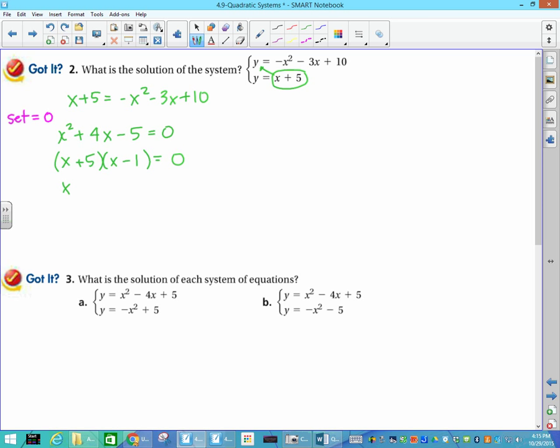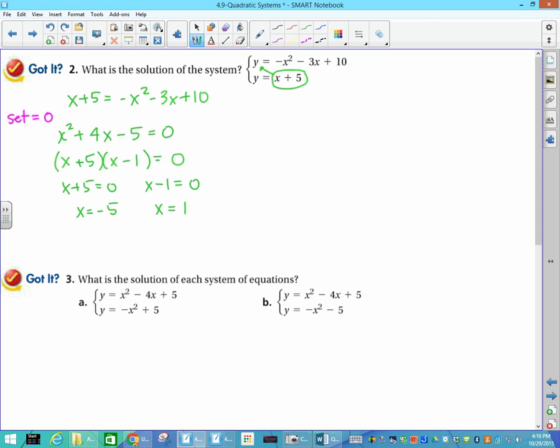And then we set each factor equal to 0. x plus 5 equals 0. x minus 1 equals 0. And then, of course, I subtract 5, so I get x equals negative 5 here, and x equals, I add to move it to the other side, so it equals positive 1. Now, keep in mind, we're not done because this has an x and a y, so we're looking for a point. So we have to find the corresponding y value that goes with each of these x's. And you can plug it into either one, but I would take the simpler one, which to me is this line.